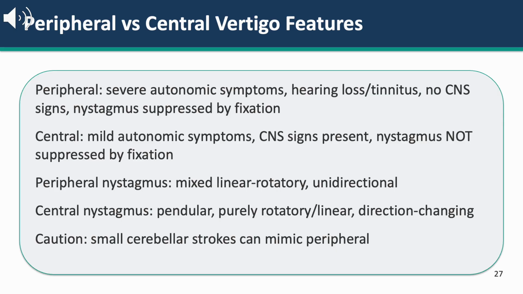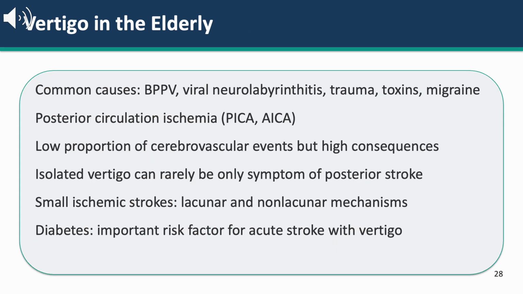However, clinicians must exercise great care because small cerebellar strokes or small demyelinating lesions of the cerebellum or cerebellar peduncles may mimic labyrinthine lesions clinically, particularly in the elderly. Common causes of vertigo in the elderly include benign paroxysmal positioning vertigo, viral neurolabyrinthitis, trauma, toxins, migraine, and posterior circulation or labyrinthine ischemia, particularly associated with posterior inferior cerebellar artery or anterior inferior cerebellar artery ischemia.